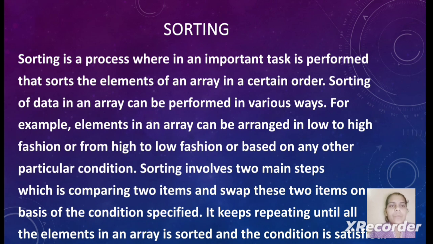Sorting involves two main steps: comparing two items, and swapping these two items on the basis of the condition specified. It keeps repeating until all the elements in an array are sorted and the condition is satisfied.